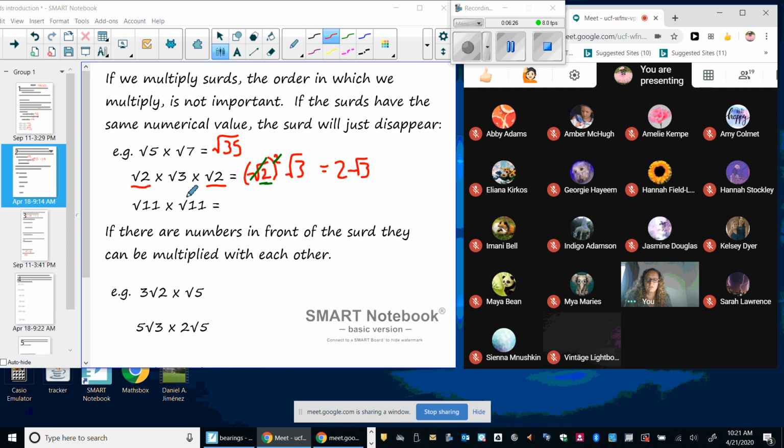So root 2 multiplied by root 2, I've grouped those together. So I've got the square root of 2 times the square root of 2 just gives me 2. And then the root 3 is on his own. So Eliana, what do you think root 11 times root 11 is going to be?